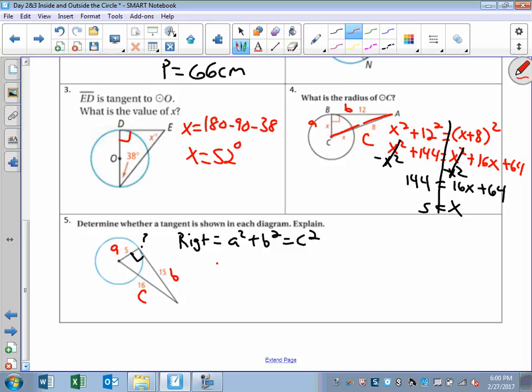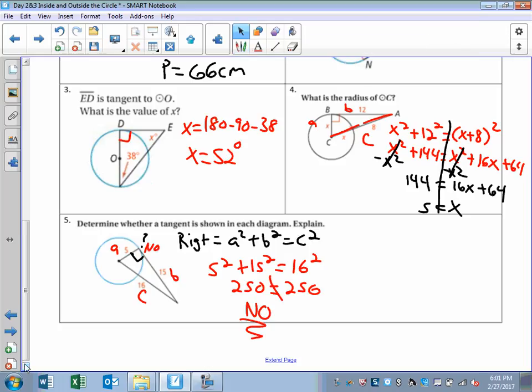So that would be 5 squared plus 15 squared equals, does it equal 16 squared? We would have 25 plus 225, that would be 250. And then 16 squared, as I said before, is 256. So those are not equal. So no, we do not have a tangent. So we know that this can't be a right angle because a squared plus b squared is not equal to c squared. So that's how you would solve a problem that asks you to determine whether it is a tangent.